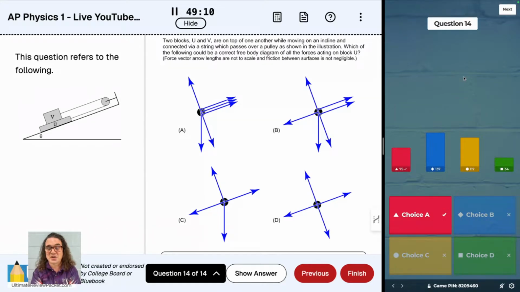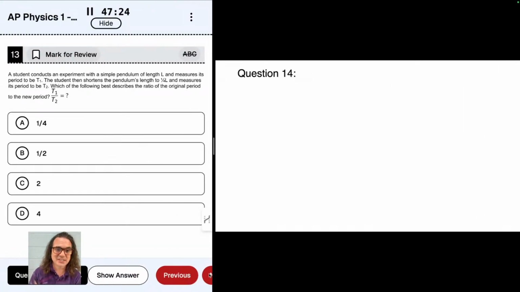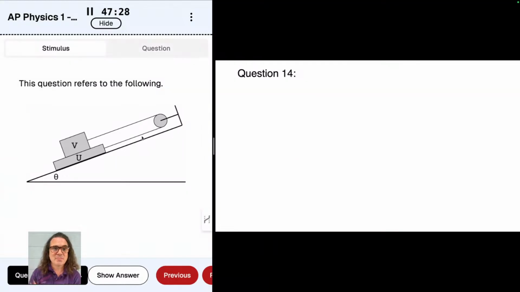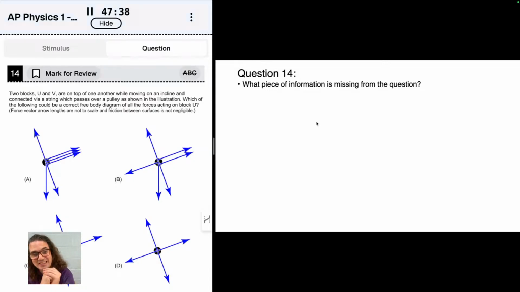All right. The correct answer was A. Here we go. Question 14. So we are drawing a free body diagram for you, and the question says 2 blocks. You've already read the question. So my question for you is, what piece of information is missing from the question? This is a very important thing to recognize about this question. Something is missing.